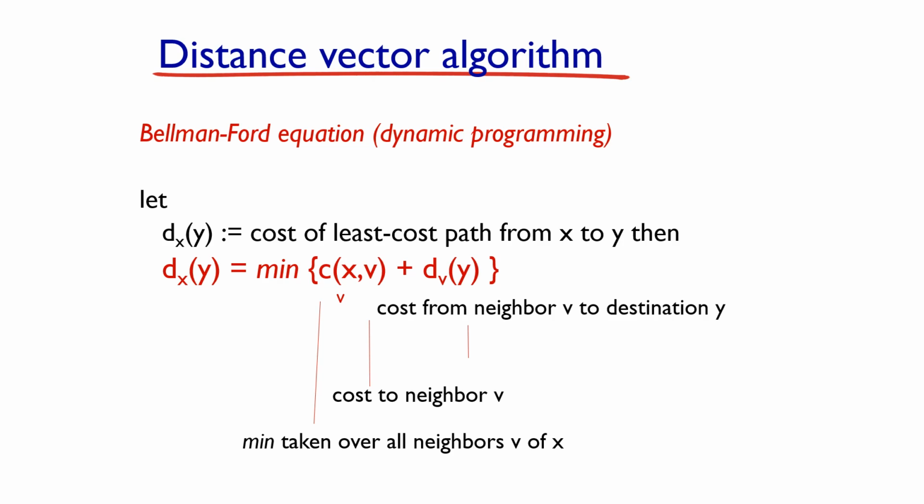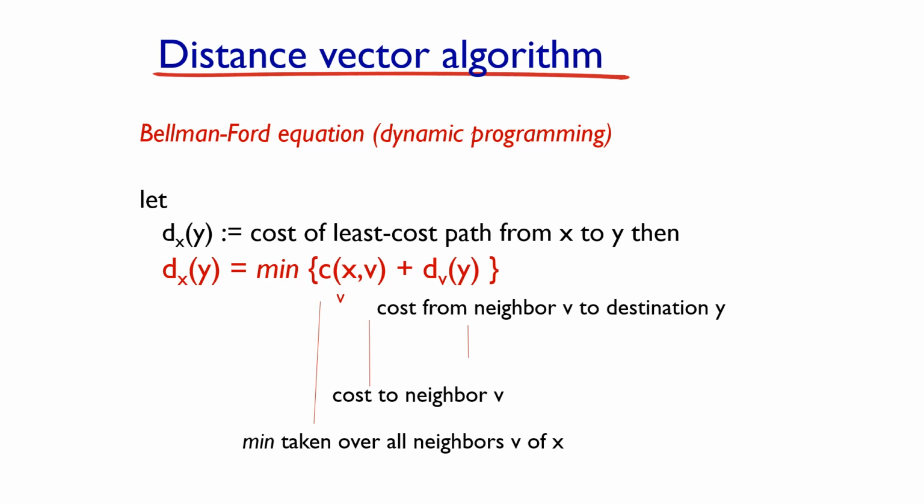D of x, y, where x is the suffix. What does it mean? We need to find the distance to travel from x to y, where x is a node and y is another node. So the distance to reach y from x is equal to the minimum cost of c of x v plus the distance from v to y, where v is a neighbor of x.